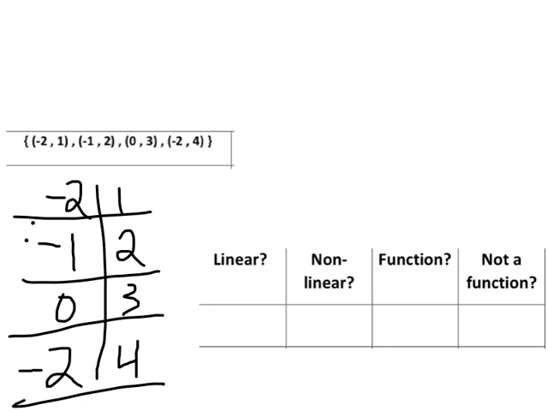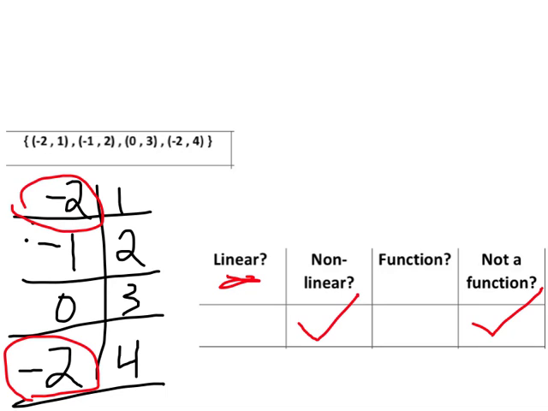The thing that I noticed right away with these points is that I have the two inputs that are the same. What does that tell you? That it is not a function. If it's not a function, is it going to be linear? No, because lines are functions, so it is non-linear.